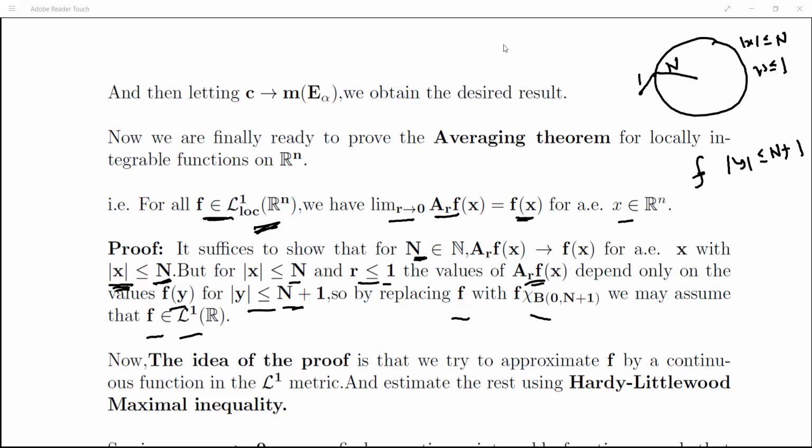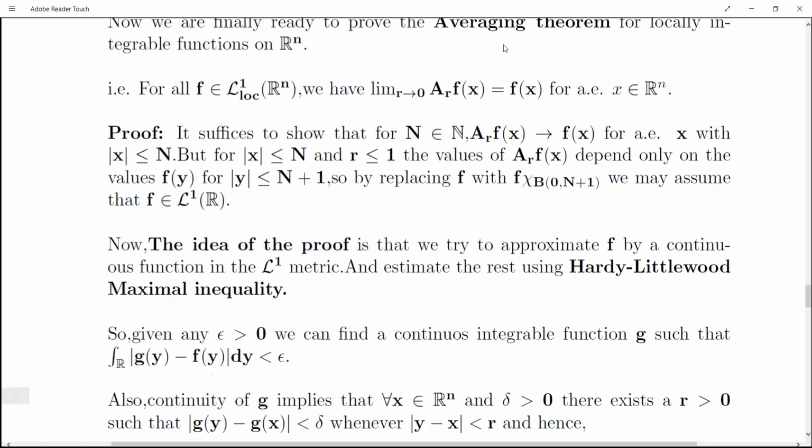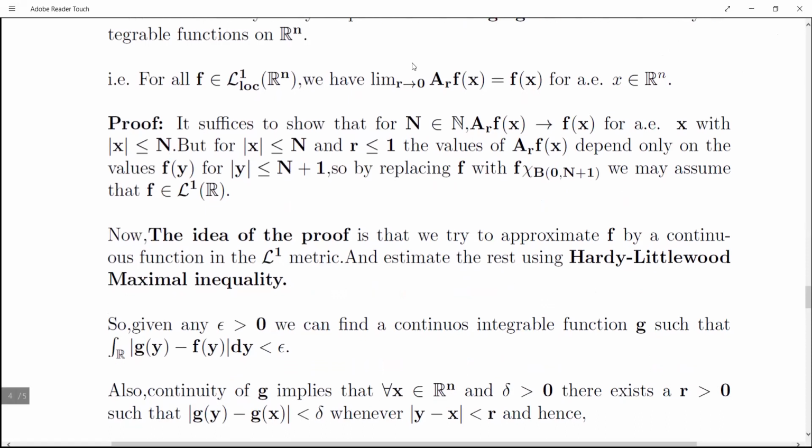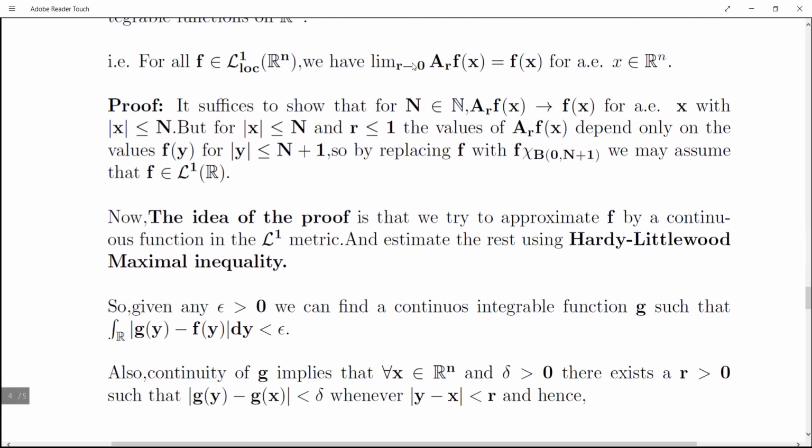Okay. So what is the idea of the proof? The idea of the proof is that first you try to approximate f by a continuous function, because you know that for continuous functions this always holds. For continuous functions there is no issue. So you try to approximate f by a continuous function and then estimate the rest using the Hardy-Littlewood maximal inequality. That is the idea of the proof.